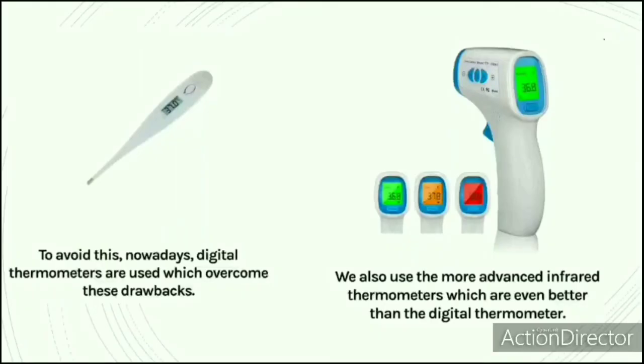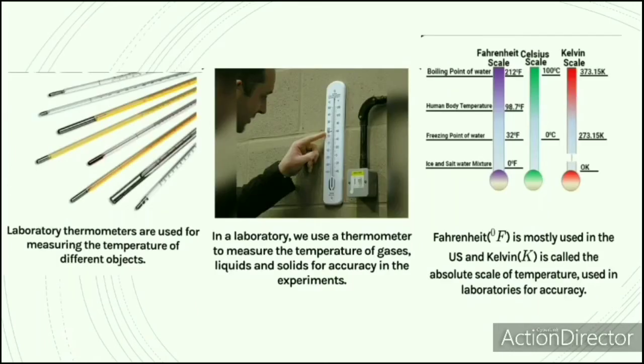We have already learned that to use a normal thermometer we have to take some precautions because the thermometer is very delicate. That is why nowadays we avoid those thermometers and we use the digital thermometer. Next, you will learn about laboratory thermometers. Laboratory thermometers are used for measuring different temperatures of different objects. In a laboratory, we use a thermometer to measure the temperature of gases, liquids and solids for accuracy in the experiment. So that is the use of the laboratory thermometer.